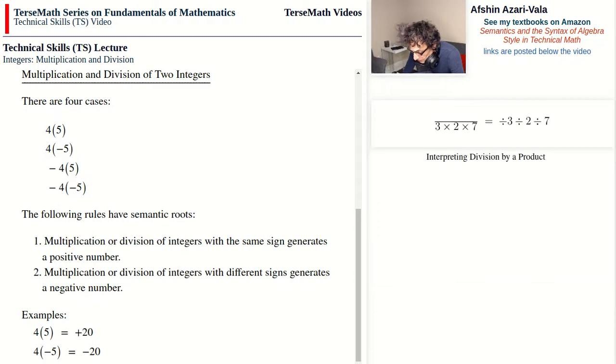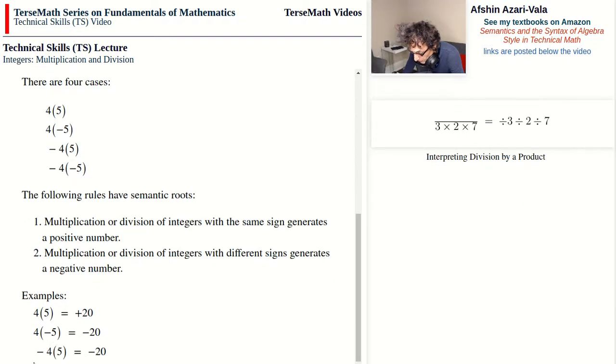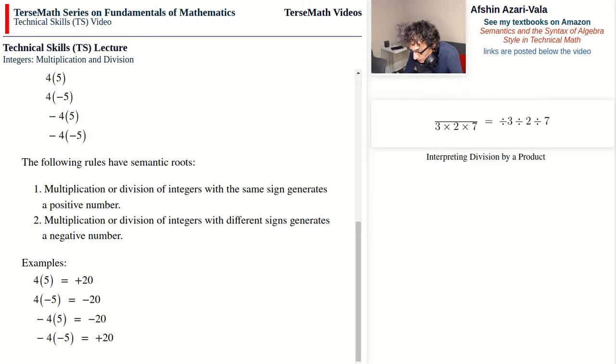And the other case, where we have negative 4 times 5, is also negative. And this one also, you can think of it as owing $4 to each of 5 people. And so in total you owe $20. Again, you notice that negative times positive is negative. And the last case is negative 4 times negative 5 equals positive 20. Now for this one, for a moment, ignore the negative sign at the very beginning and think of this as 4 times negative 5.